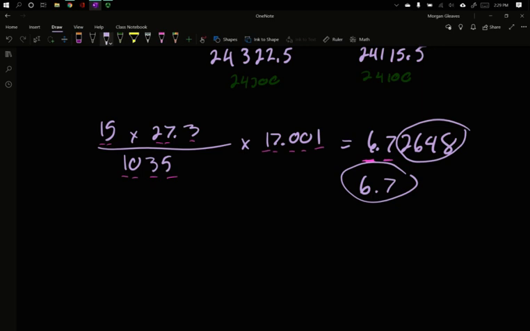So whether you multiply or divide, the sig figs of your final answer are equal to the sig figs of whatever value had the least when you multiplied and divided.